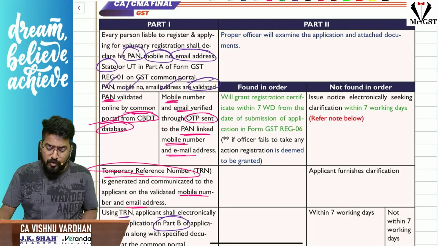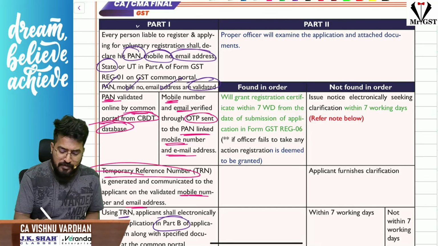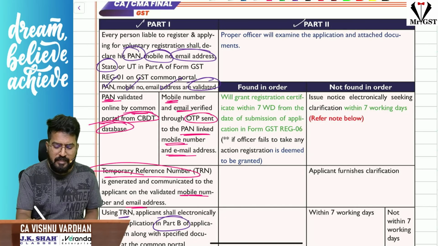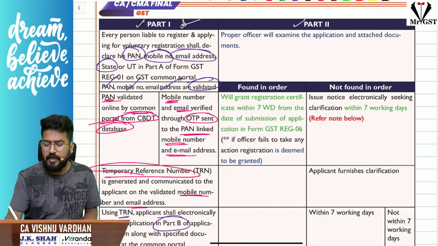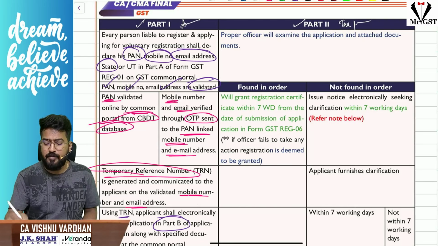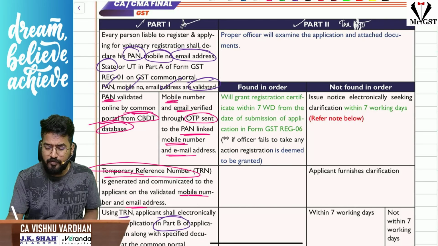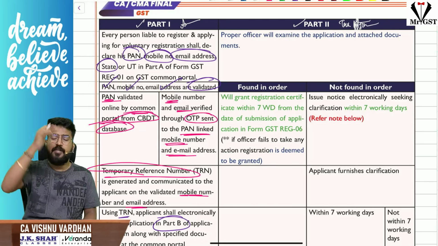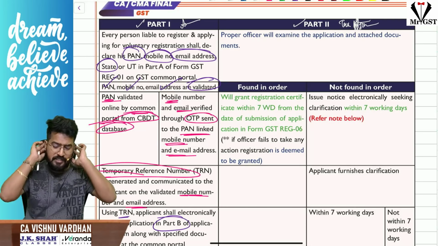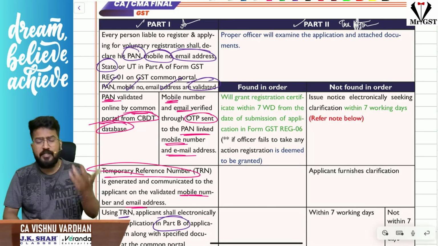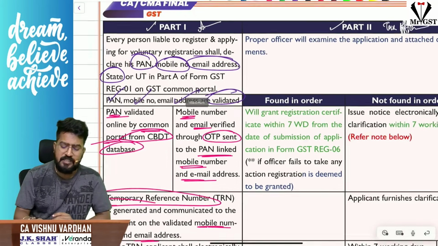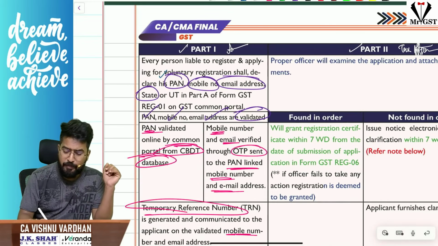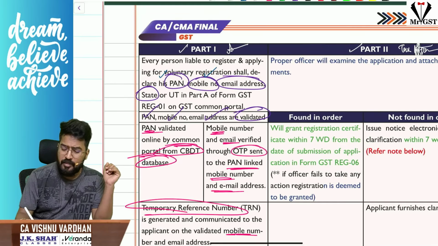Right, so if you go through the procedure for registration, there are two parts, part 1 and part 2. Part 1 is generally what we should do from the applicant side, and part 2 is all about processing done from the tax officer, proper officer side. Okay, so that is the concept. Now coming to part 1, in part 1 again there are two parts, part A and part B.